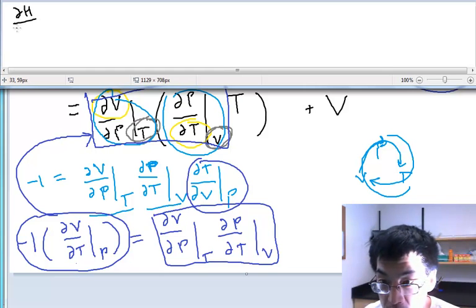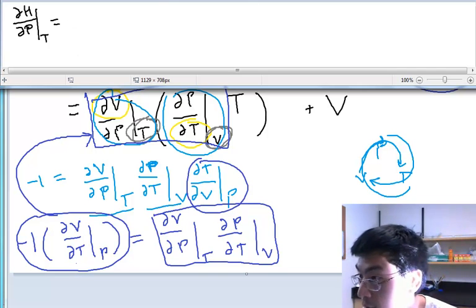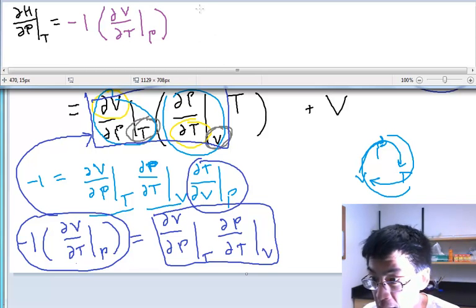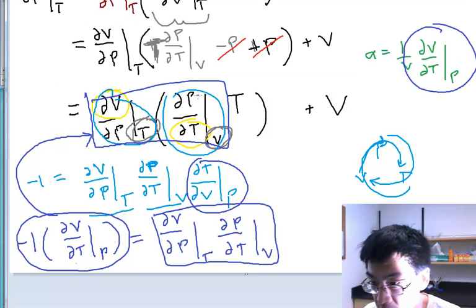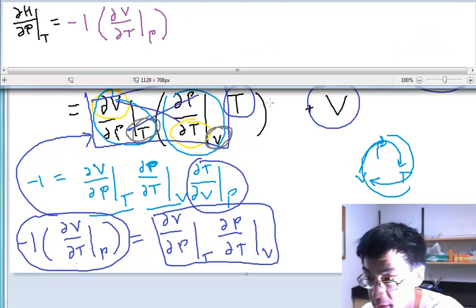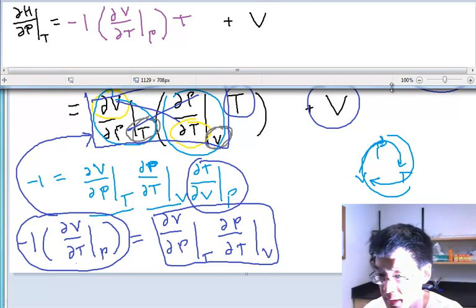So this whole issue was dH/dP at constant T, and that is equal to, now I'm going to put in this new thing that I've got. Just to keep track of what I'm doing, it was -1 times dV/dT at constant P, and that took care of all this. And I just have the T plus V left. This is times T, and then that's plus V. Okay, so let's make this page longer now.